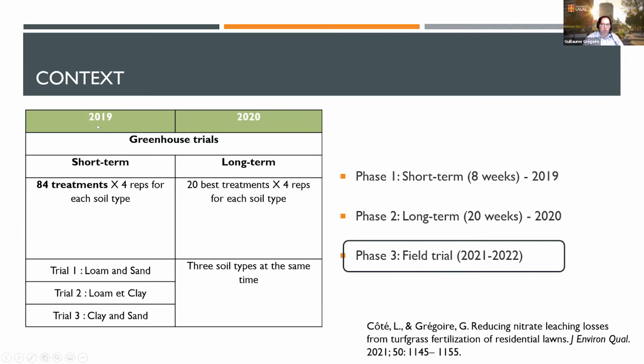So results from the short-term experiment that we conducted in 2019 were actually published last year in the Journal of Environmental Quality. So if you want to know more about these results, you can consult this paper. It's actually open free access, so you won't even have to pay to access it.